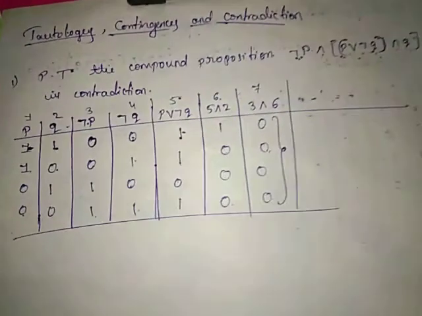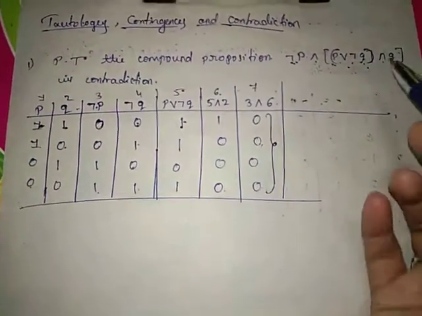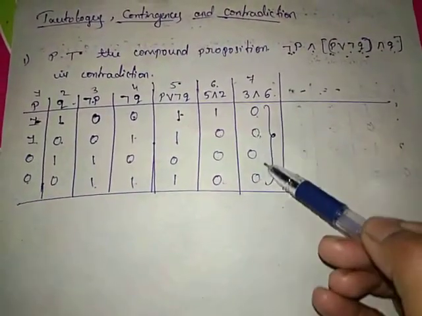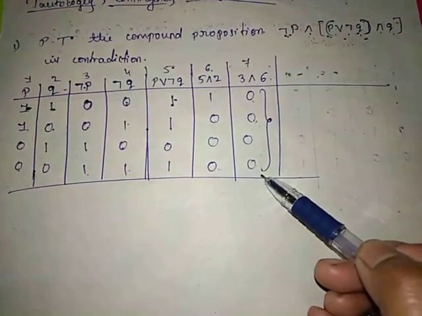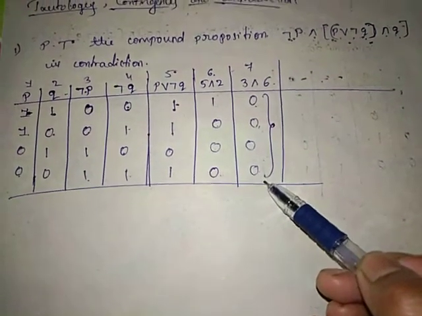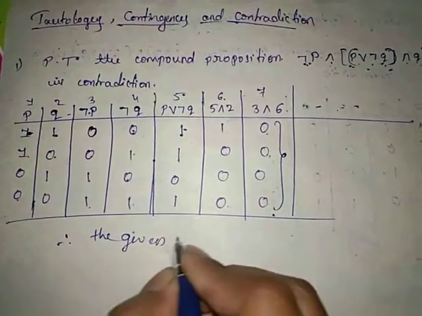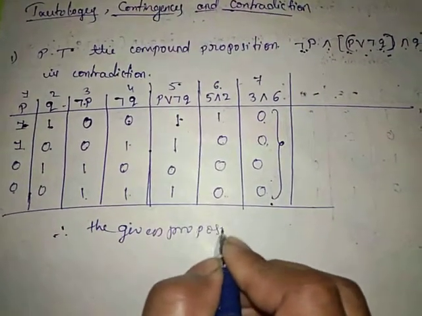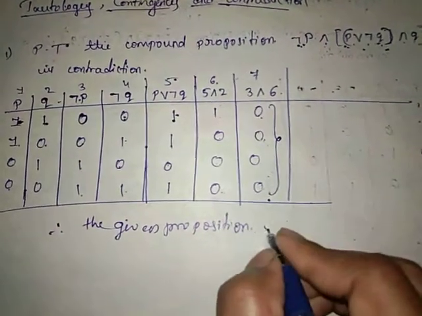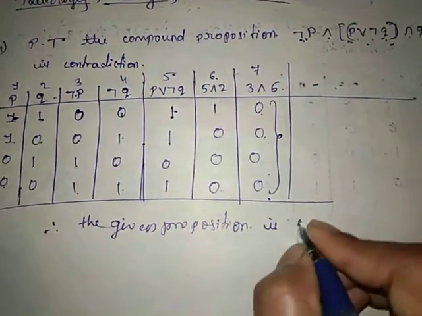See here, all the values of the seventh column are false, all the truth values of the compound proposition are false. So all the entries in the column are 0. Therefore the given proposition is a contradiction.